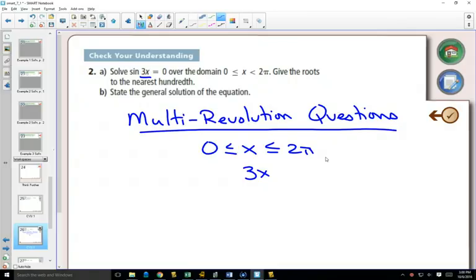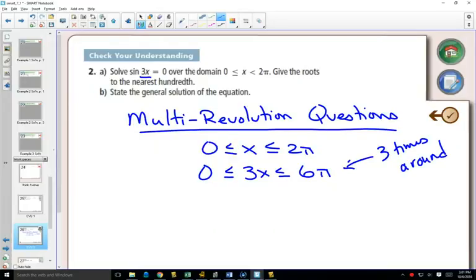Now for this question, x is between 0 and 2 pi. So my question is, what is 3x going to be between? 0 and 6 pi. And if we think about our unit circle, and we think about going from 0 to 6 pi, can you see that that's 3 times around your circle? And that's why I call these multi-revolution questions, because we're going around the circle more than once.